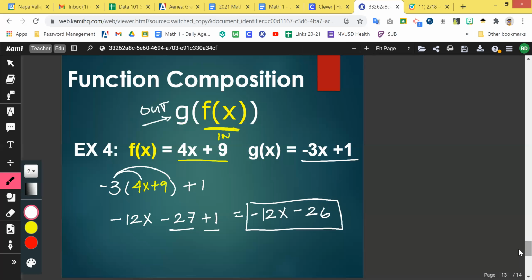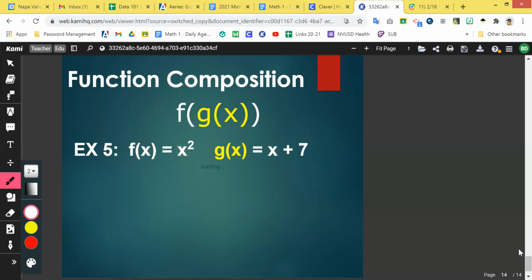So our last example, we're going to switch things up a little bit. The last 4 examples, we've been using only linear functions. So for our last example, we're going to have a quadratic. So we have an x squared in here. Okay? We approach this problem the same exact way.